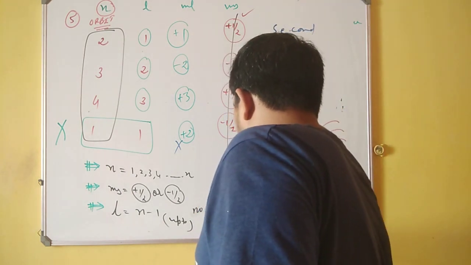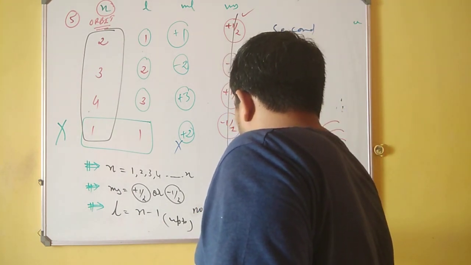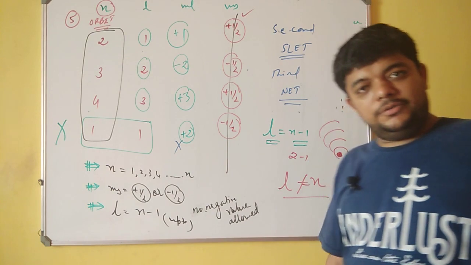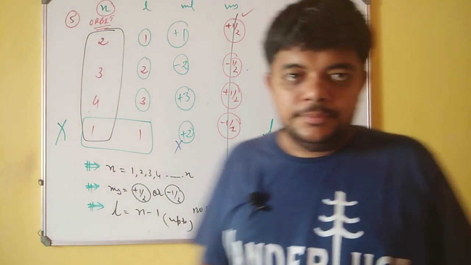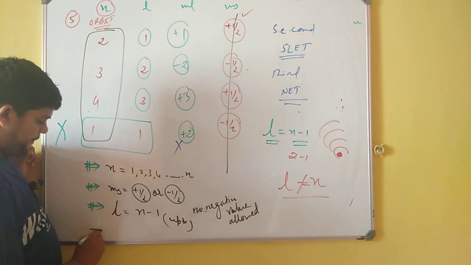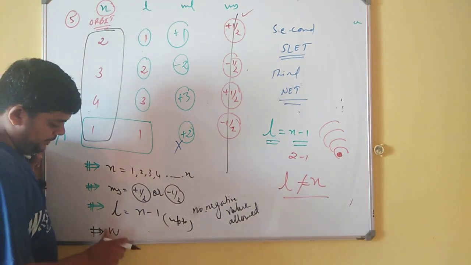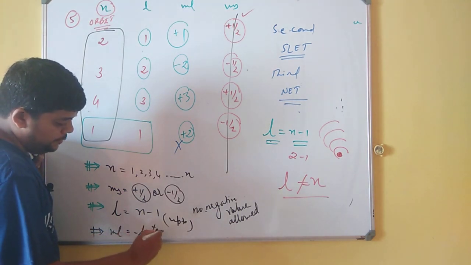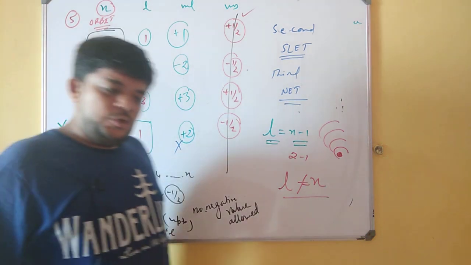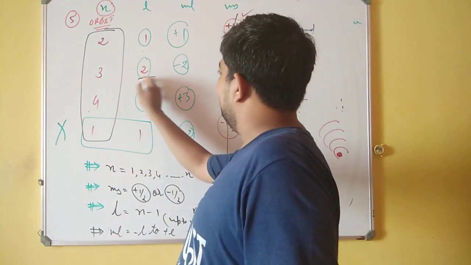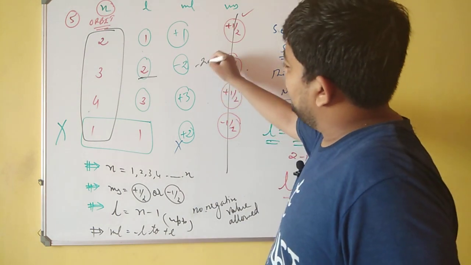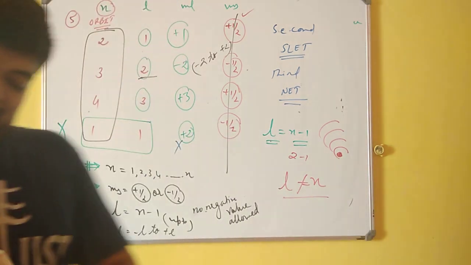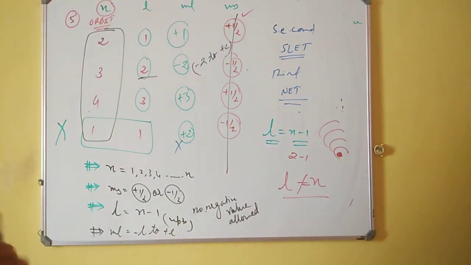No negative value is allowed. So this is how it works, friends. And the last but important thing is that ML will always be from -L to +L. So if I have L as 2, automatically my range becomes -2 to +2. No need to think anything else. So friends, this is how quantum numbers can be solved.